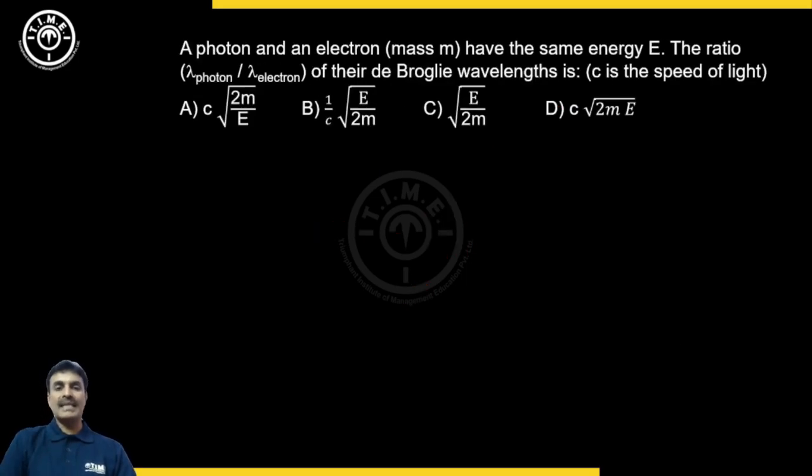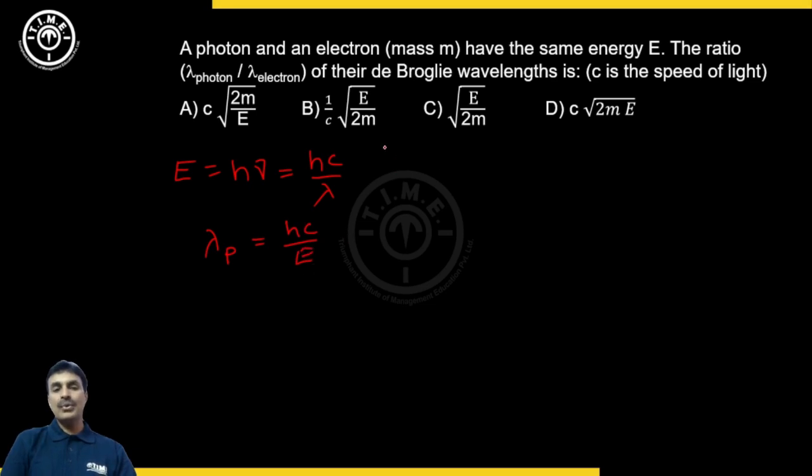Another question from the recent NEET. A photon and an electron of mass m have the same energy, their energies are the same. The ratio of their de Broglie wavelengths is lambda of photon to lambda of electron. See, for a photon, we have energy E is equal to h nu, or it is hc by lambda. So from this, what is lambda of photon? It is hc by E.